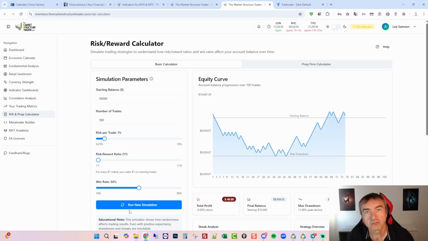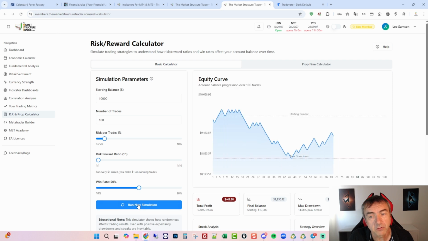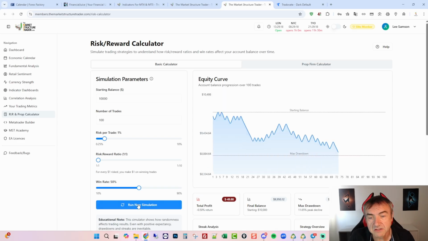So if you were to run a strategy that had a 1-to-1 risk reward ratio and you won 50% of your trades, think about a coin flip. That is just as good a strategy. You will always end up back where you started. The problem with this type of strategy, obviously, is you're not going to make any money. And by the time you've paid commission, spreads and swaps, you'll actually be losing money. So it doesn't work.